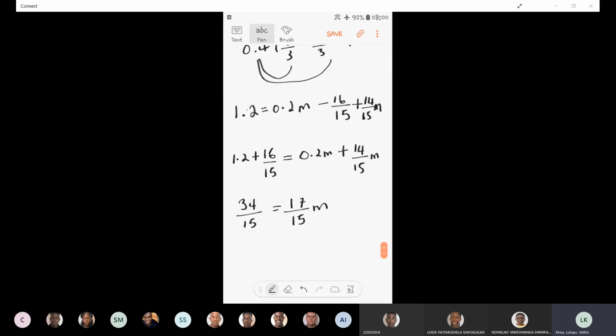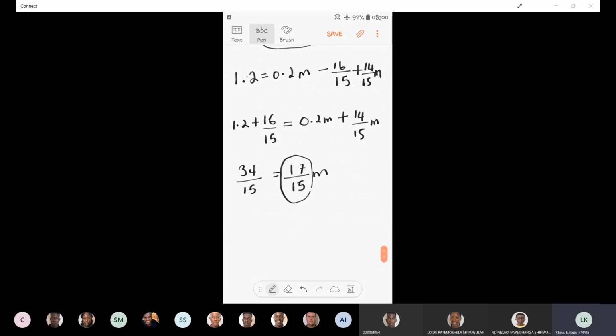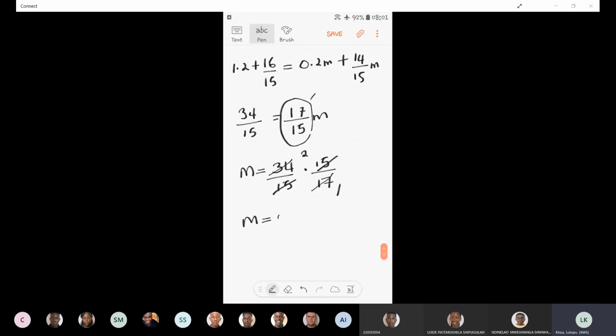So you can see what I can do is I want to get rid of this. So I want to make m the subject of the formula. So I can multiply by 15 and then divide by 17. So I will have m is equal to 34 over 15 times 15 over 17. So if I multiply by 15 over 17 on both sides, you will see that this coefficient of m will disappear. So these two cancel. And then 17 goes there once, and it goes there twice. So what I have is m is equal to 2.